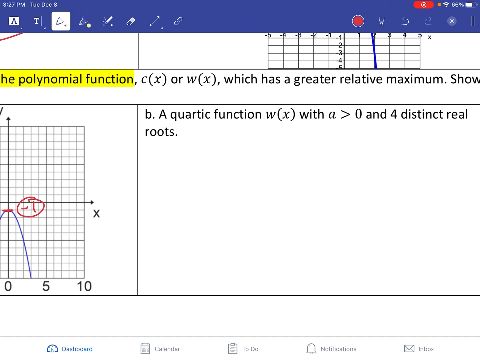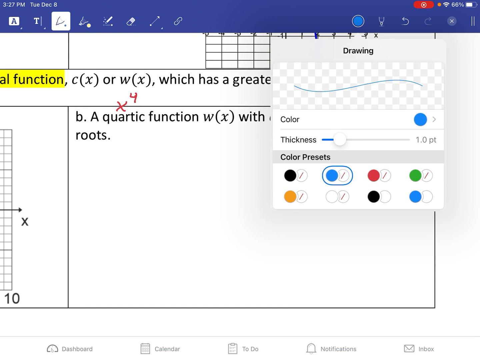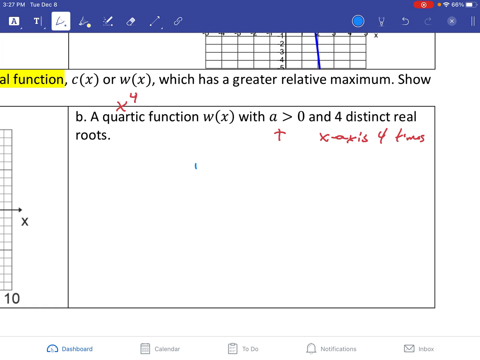Based on this information, a quartic function is x to the 4th. All right, a is greater than 0, which means it's going to be a positive function, and 4 distinct real roots, which means it's going to go through the x-axis 4 times. Okay, so I'm going to change back to blue. Our graph's going to look like this, since it is x to the 4th.